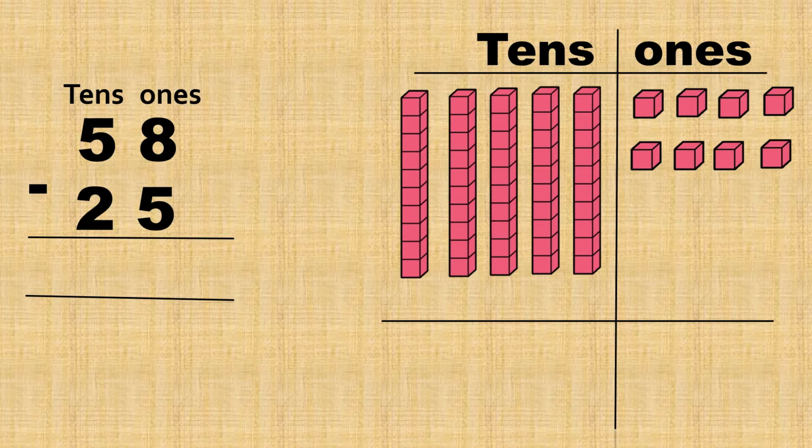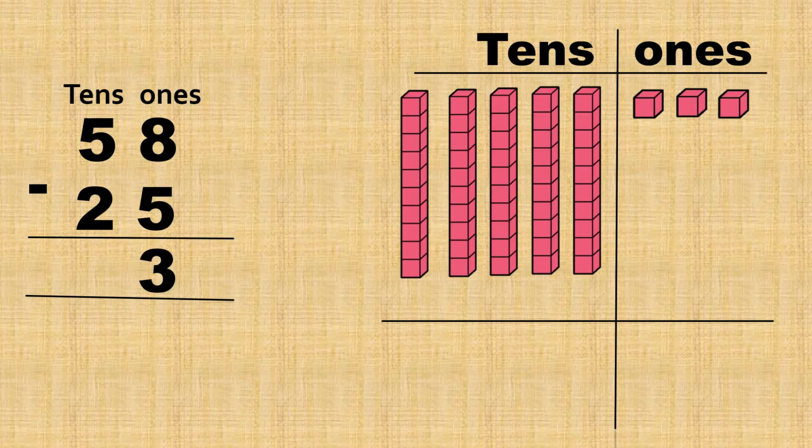Let's begin subtraction from ones place. We must subtract 5 from 8. That is, take away 5 from 8. Let's take away 5 ones block from 8 ones block. 1, 2, 3, 4, 5. So, we are left with 3 ones block. So, 8 minus 5 is equal to 3.